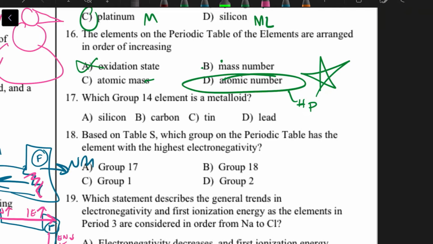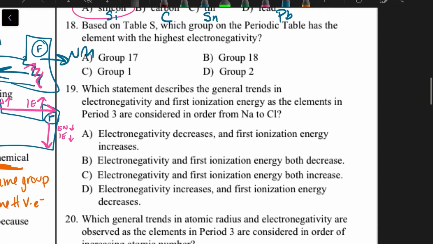Okay, moving forward, which group 14 element is classified as a metalloid? That is going to be Si. So if you're ever not sure of the names, because again, you have the symbols on the periodic table, silicon is Si, carbon is C, tin is Sn, lead is Pb. Table S has that for you in case you ever forget.